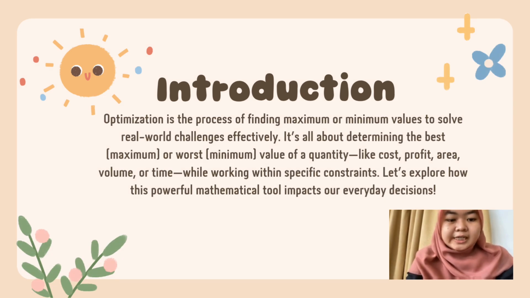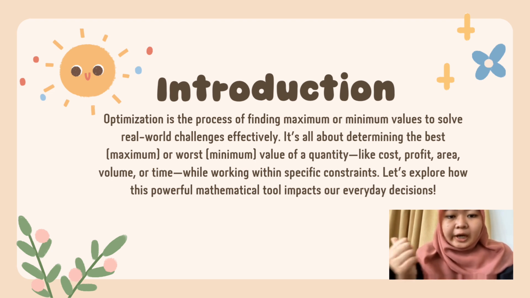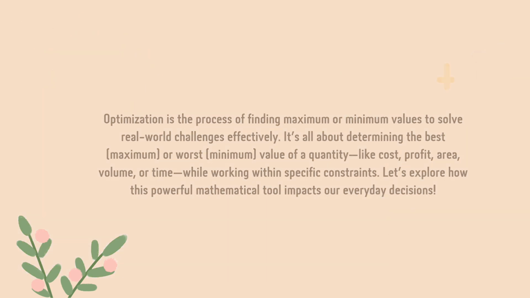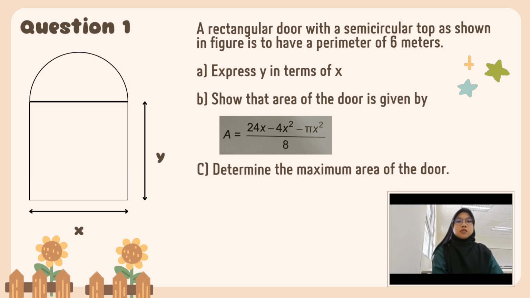Introduction. Optimization is the process of finding maximum or minimum value to solve real-world challenges effectively. It's all about determining the best maximum or worst minimum value of a quantity like cost, profit, area, volume, or time while working within a specific constraint. Let's explore how this powerful mathematical tool impacts our everyday decisions. So I will explain about this question.